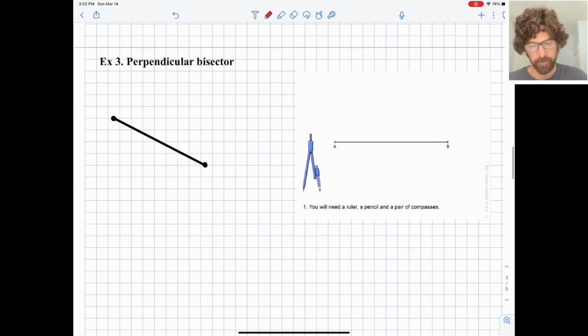2 more we'll do. One is a perpendicular bisector. This animation is a little bit slower. I'll try to take you through it as we go.